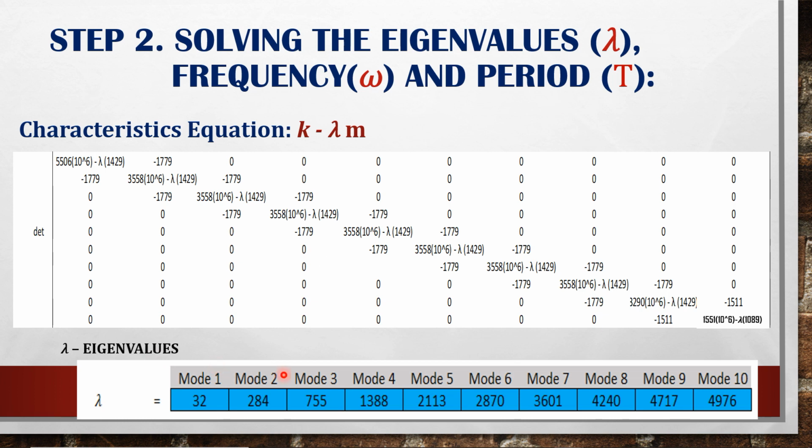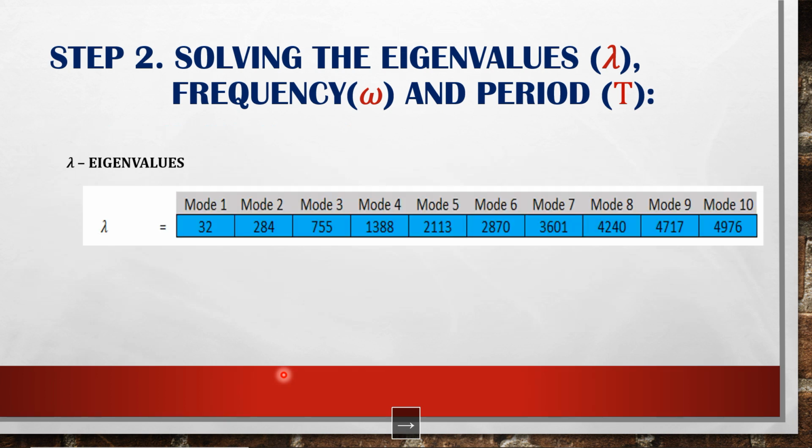We have the eigenvalues, so we can solve the frequency. The frequency is equal to the square root of lambda: the square root of 32, the square root of 284, the square root of 755 for mode 3, and the square root of 4,976 for mode 10. For the period, T is equal to 2 pi over the frequency, so it becomes 2 pi over the square root of lambda. We can use these formulas to find the frequency and the period. This will be the result.